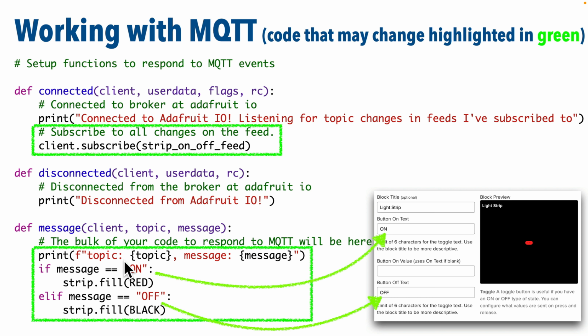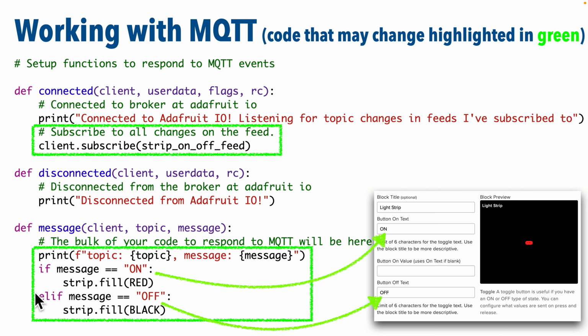Now what we'll do here is we'll print out the topic, which is the feed name, and the message that we receive. And we should be receiving one of two messages, either the string ON in all caps, because remember, when we set up our toggle block, we had ON as one of the options in the dashboard, and if we receive that, we're going to turn our strip red, or if we receive OFF in all caps, we're going to turn our strip black, which essentially turns all the lights off.